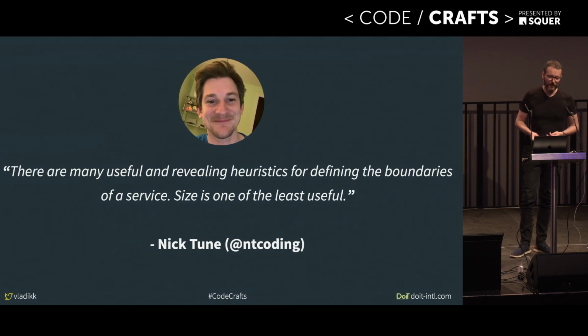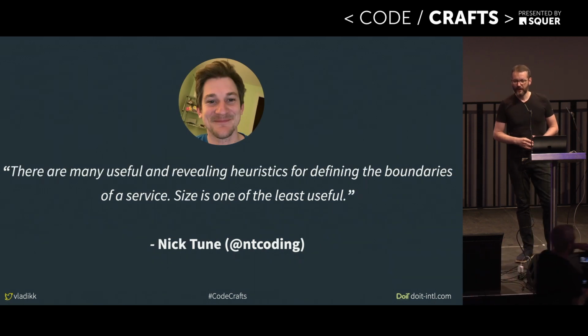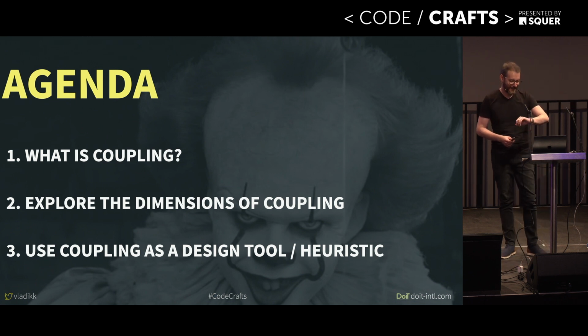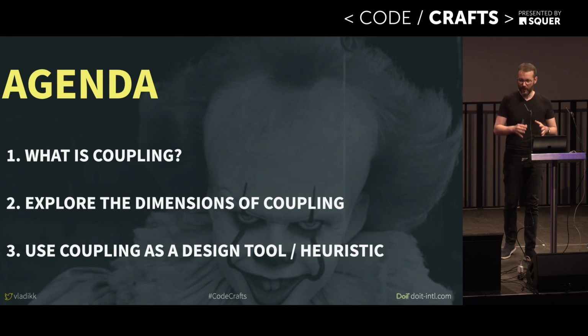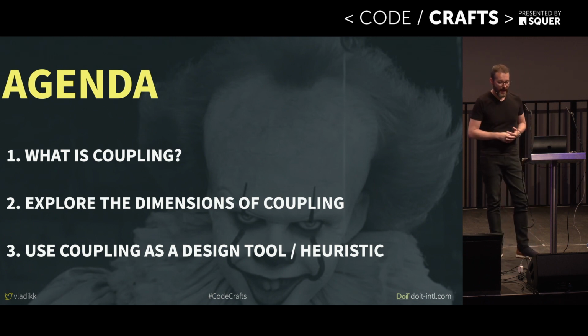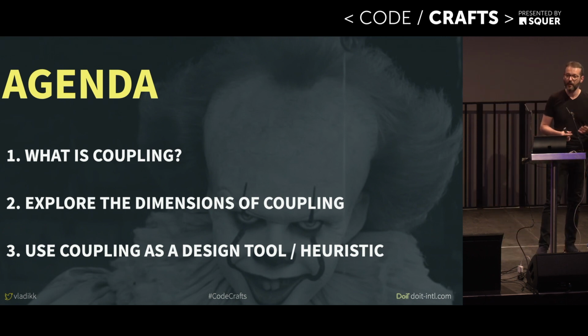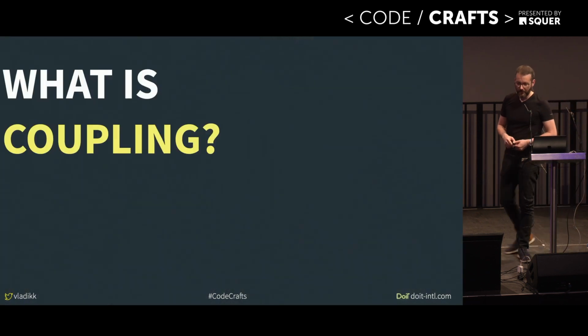Also, Nick Tune says there are many useful and revealing heuristics for defining the boundaries of a service. Size is one of the least useful. And yet, we keep on doing that. So, in the 40 minutes or so that I have left, I'm going to try and define what coupling is. We're going to explore the dimensions in which coupling can manifest itself, and then I want to try to do something crazy. I want to try to convince you that we can use coupling as a heuristic for designing modular systems.